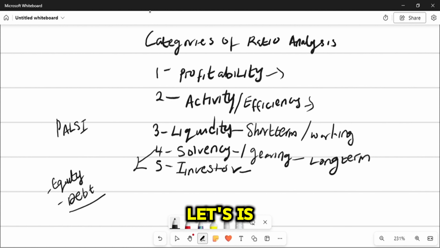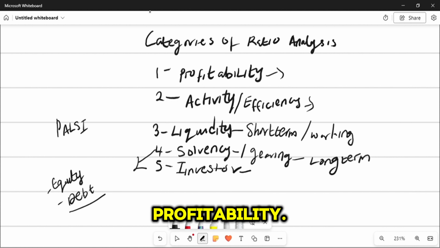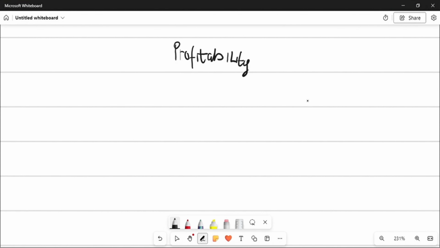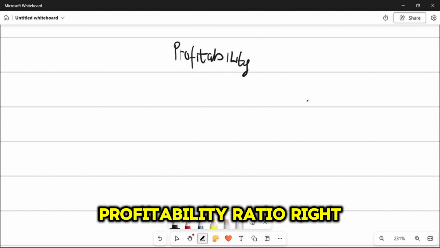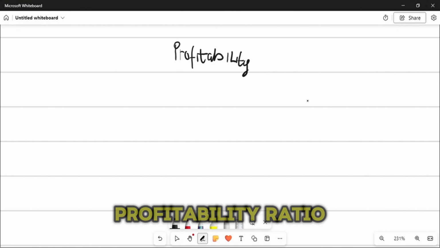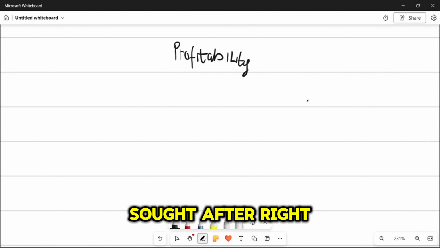So right, first I want to talk about profitability, and then we'll talk about the different ratios under profitability. So there are so many formulas under profitability ratio, right? But I'm going to talk about 3 main ones, and these are the main ones that are usually asked. If you are given any question and asked to calculate profitability ratio, once you write these 3 main ones, they are the main ones being sought after, right?